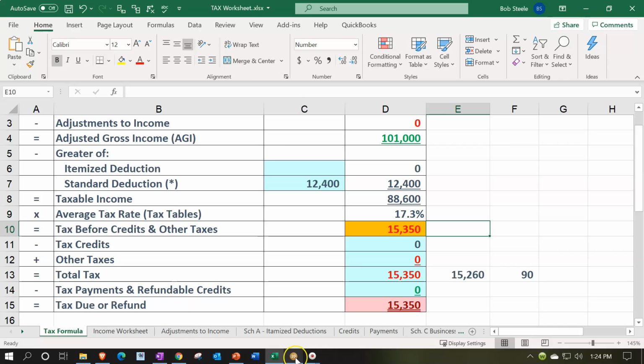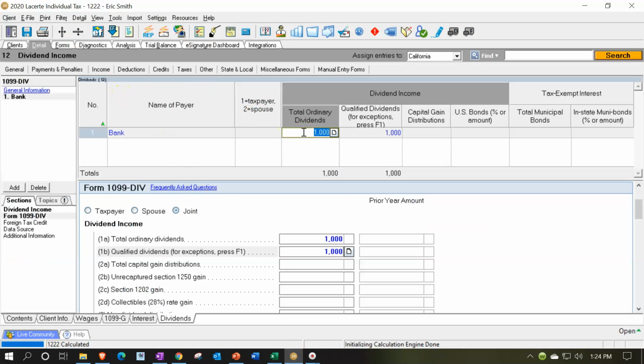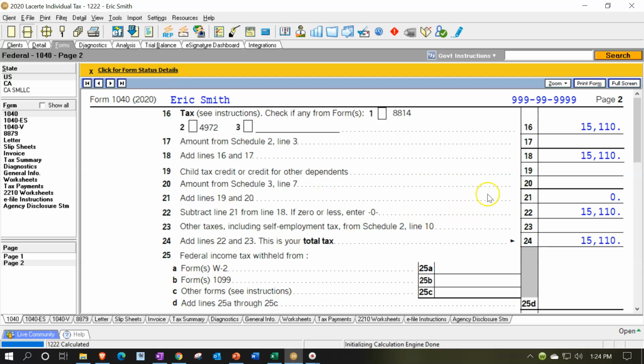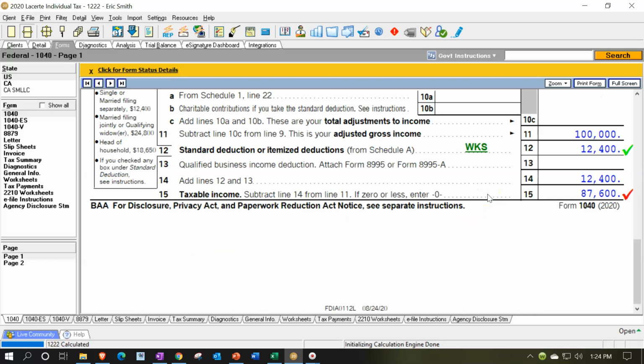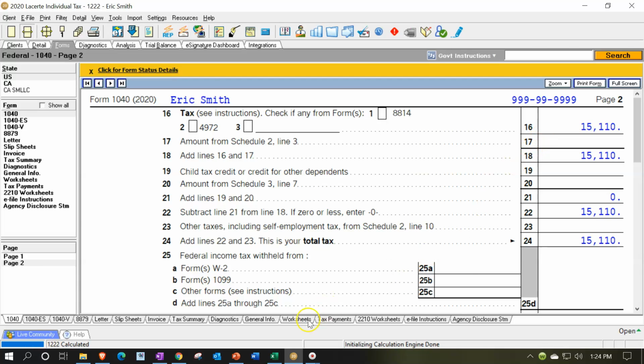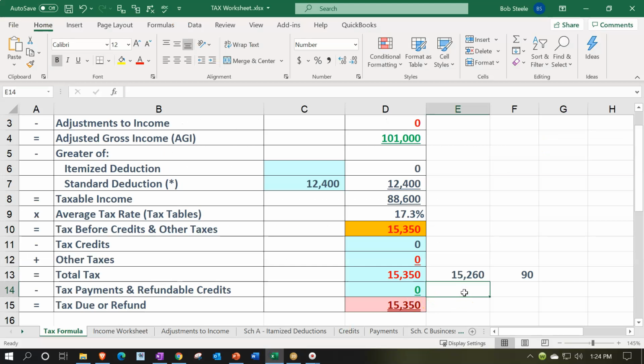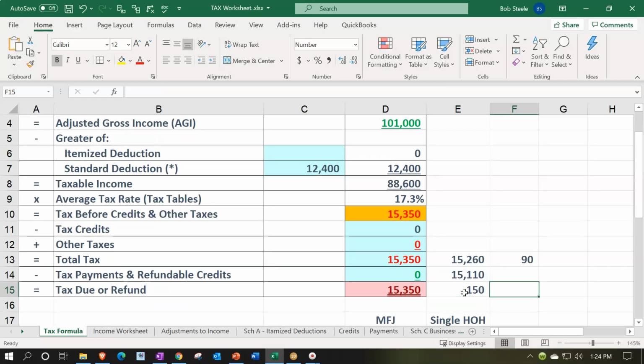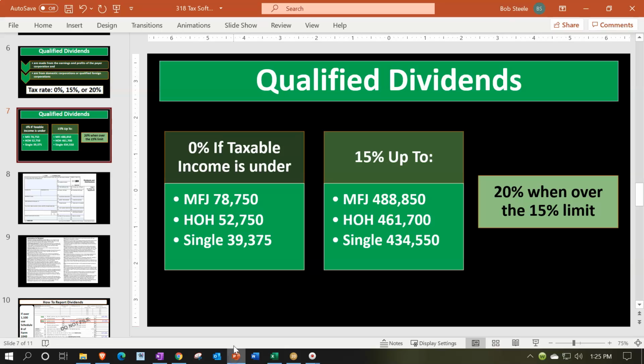So one way to see that is I can say, well, what if I go to the tax software and remove them? What would be the tax if there was no 1,000 at all? If I removed the 1,000 and go back over and look at the tax calculation, we have now 15,110. Let's put that here, 15,110. The difference between that and what was calculated with the qualified dividends is 150. 150 is equal to the $1,000 times the 15%, 0.15. So that 150 is our difference.